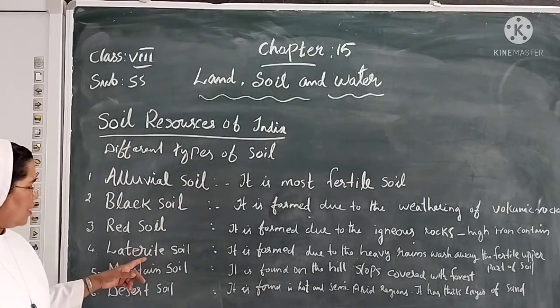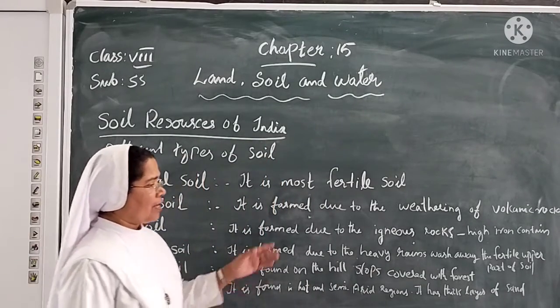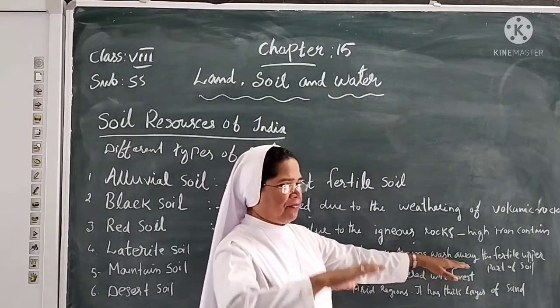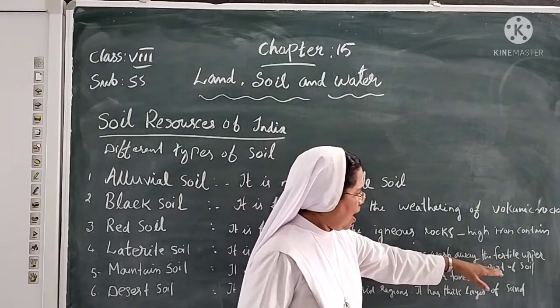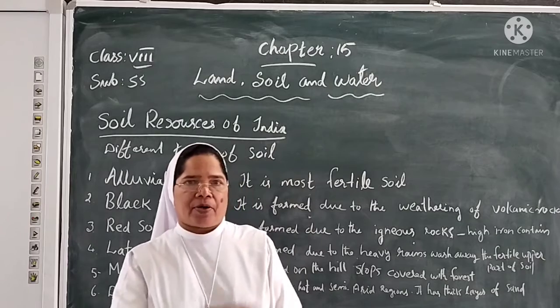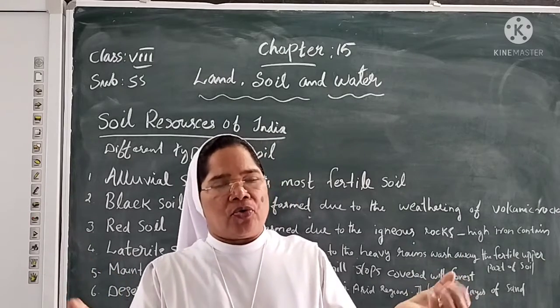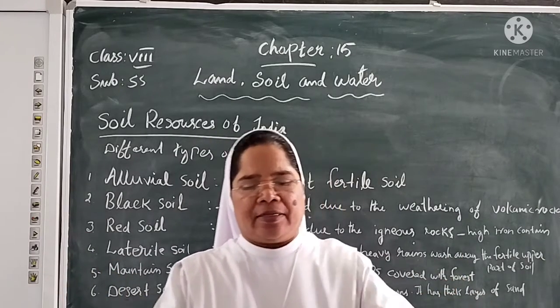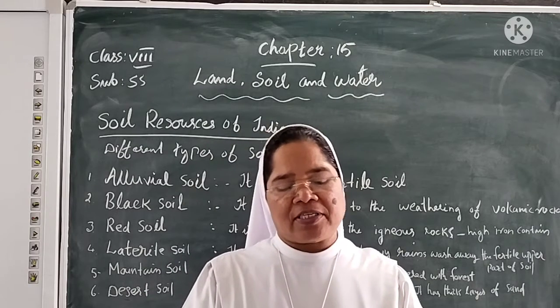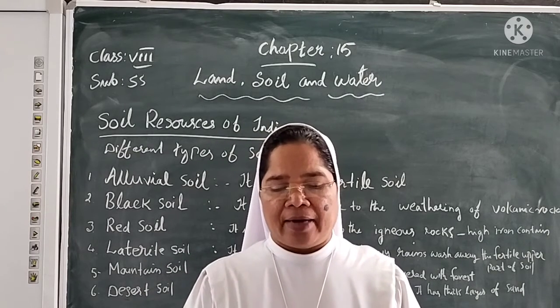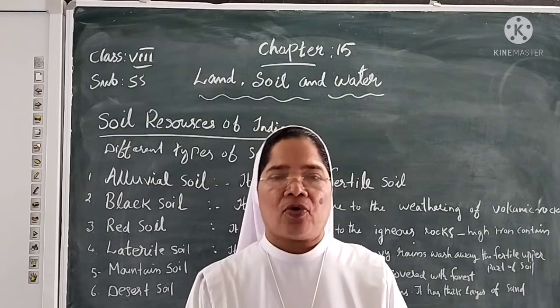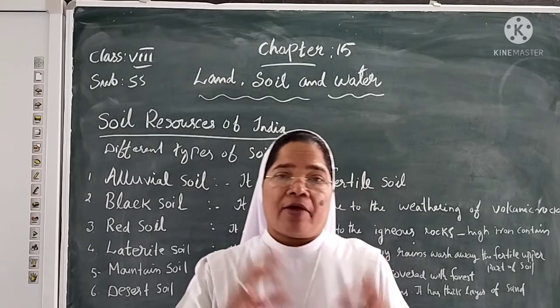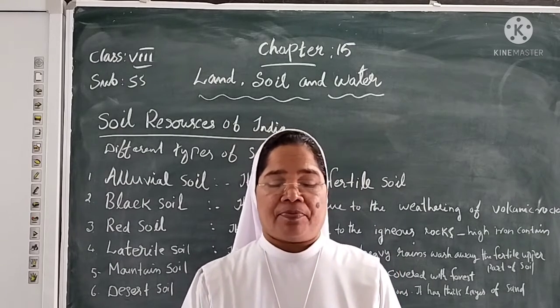fertile. This laterite soil is formed when the heavy rains wash away the fertile upper part of the soil. Part of the soil is washed, there is no more fertile. That is, it is found in the Western Ghats, in the flat uplands where the heavy rainfall occurs. Where there is heavy rainfall, we can see such places.